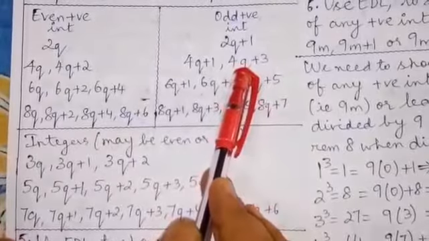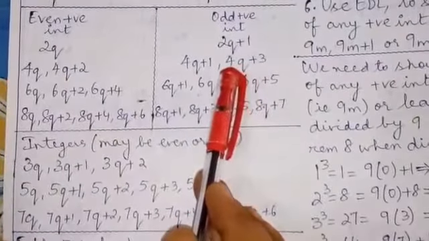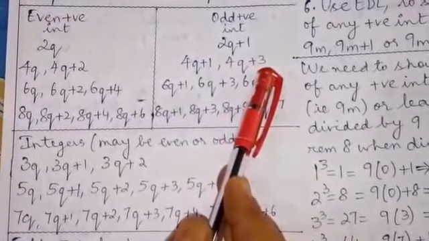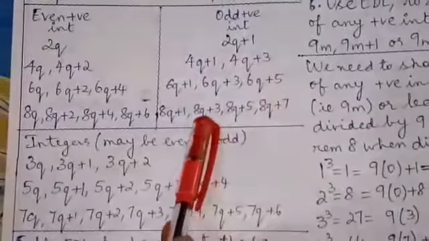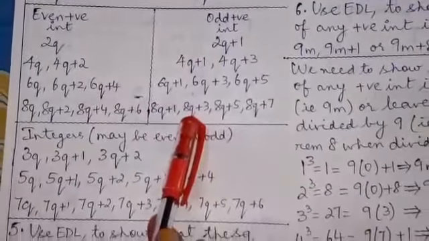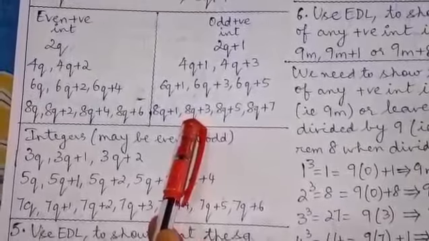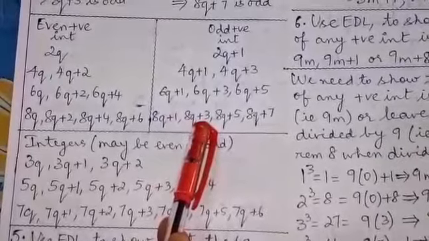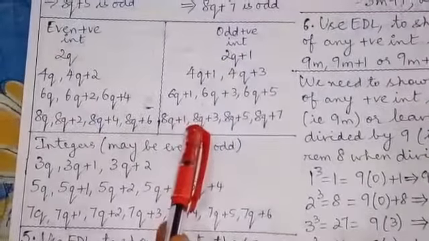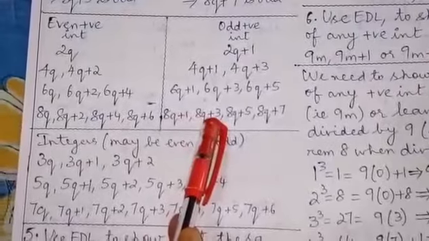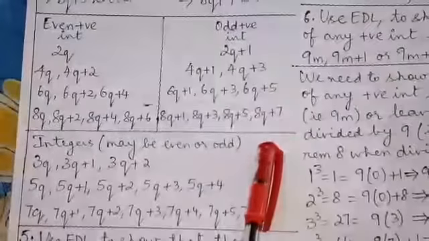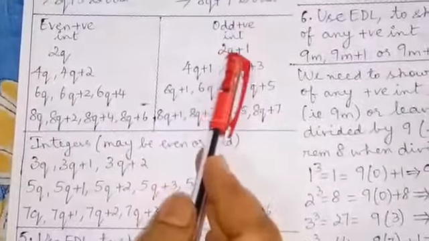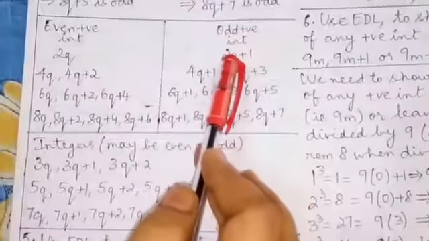Now here, let's say q is 6. 4 into 6, 24, plus 3, 27, odd. When q is 0, 8 into 0, 0, plus 3, 3, odd. When q is 1, 8 into 1, 8 plus 3, 11, and 11 is odd. So the expressions here always represent an odd positive integer. Positive integers, but odd positive integers.